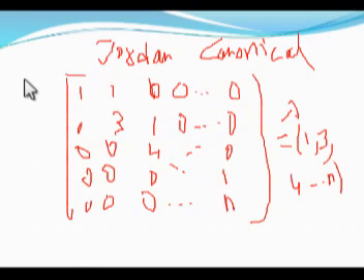See, this is very important. There are many questions very important for the examinations. Many questions are: any matrix can be transformed into Jordan canonical form. Take an example.